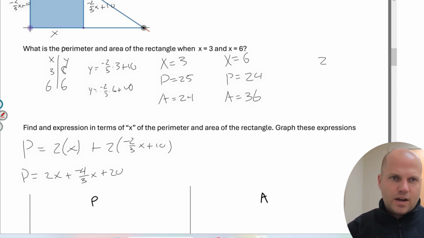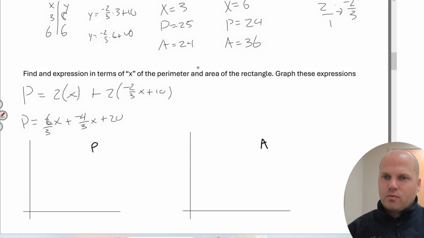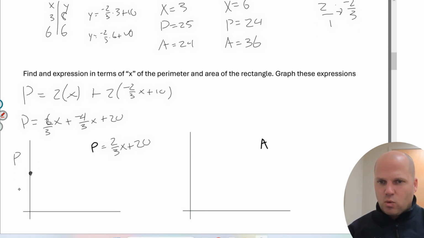How do you multiply fractions? I have 2 of these 2/3, multiply straight across. Now, if this is 2, this is 6/3, and if I have 6/3 x plus negative 4/3 x, I get my perimeter is 2/3 x plus 20. Great. Well, that means my perimeter will start at 20 when x is 0.